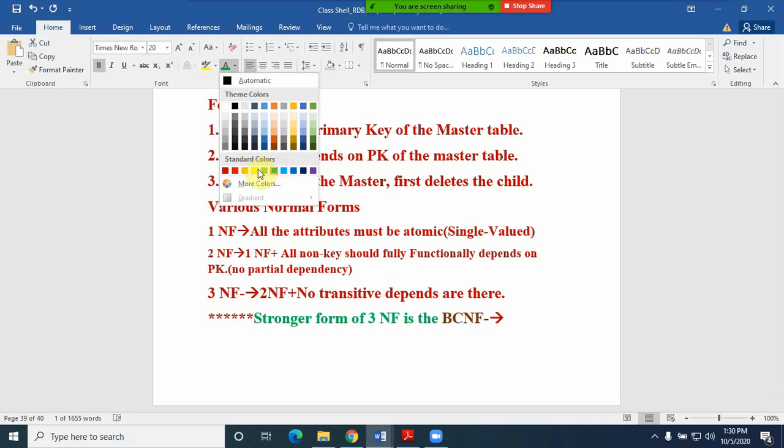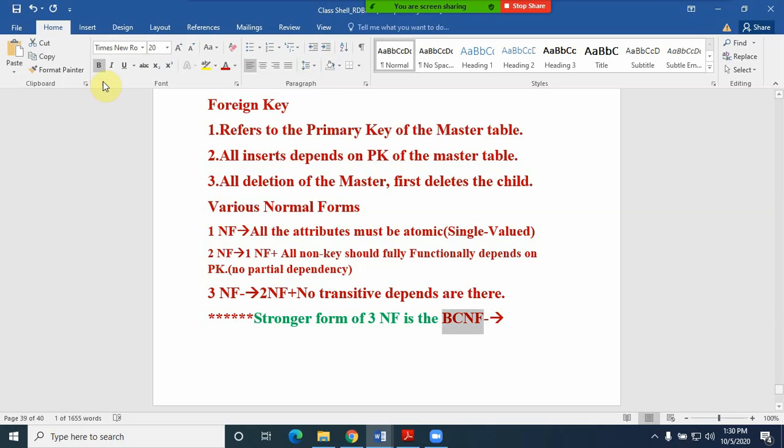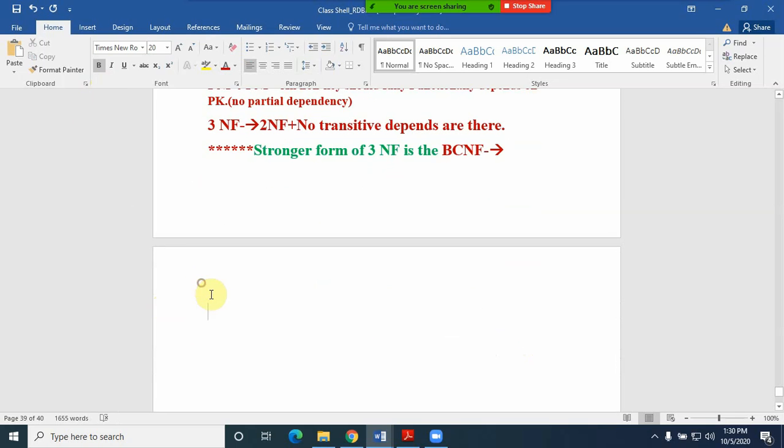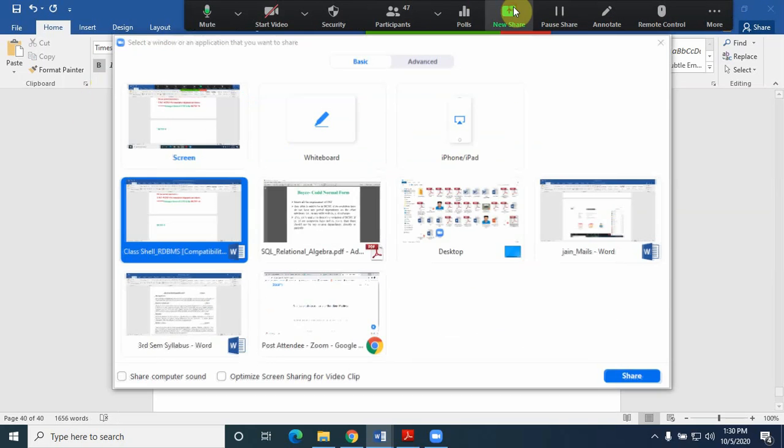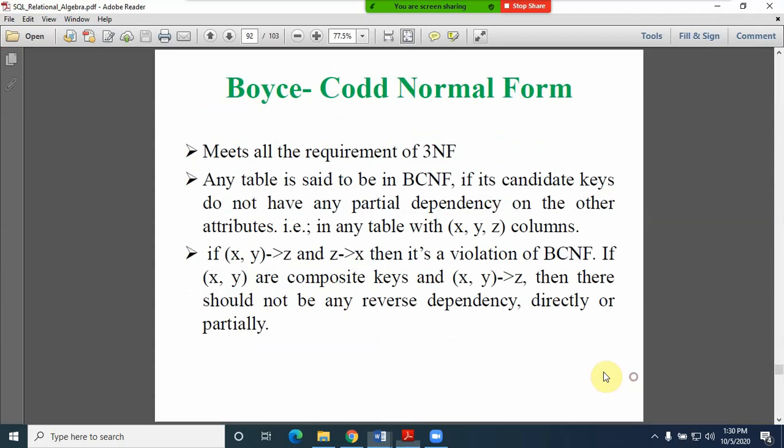Okay, so BCNF is a kind of normal form where you can identify a stronger form of the third normal form. Now we will discuss BCNF. Up to third normal form we have seen, friends. Now we are into the Boyce-Codd normal form.